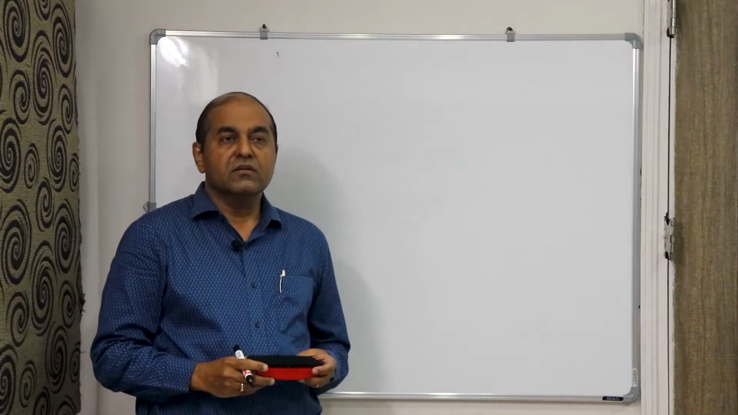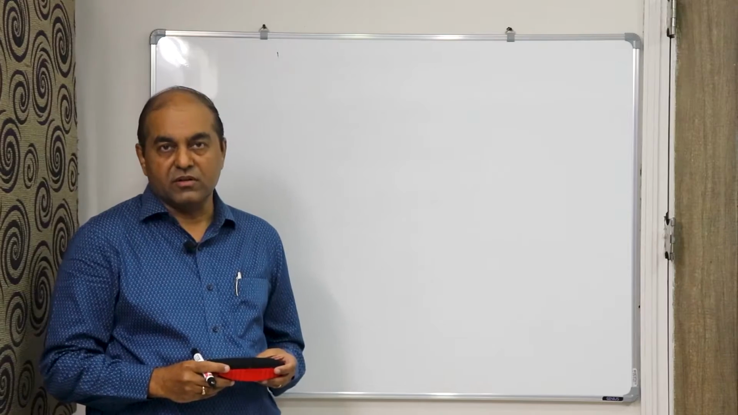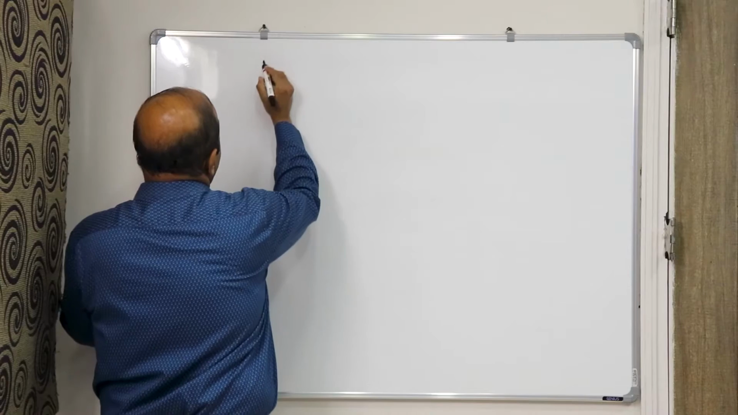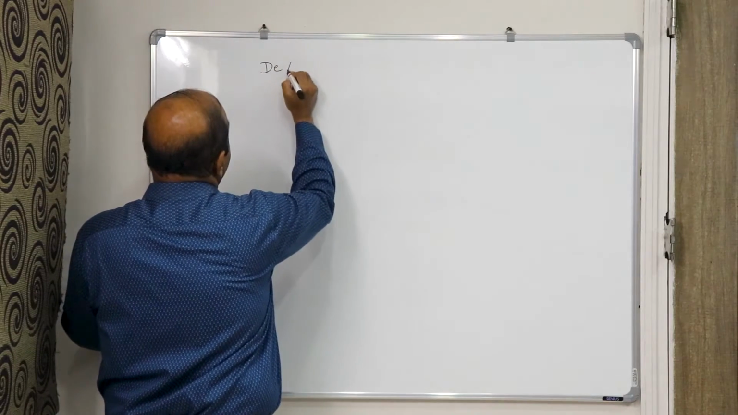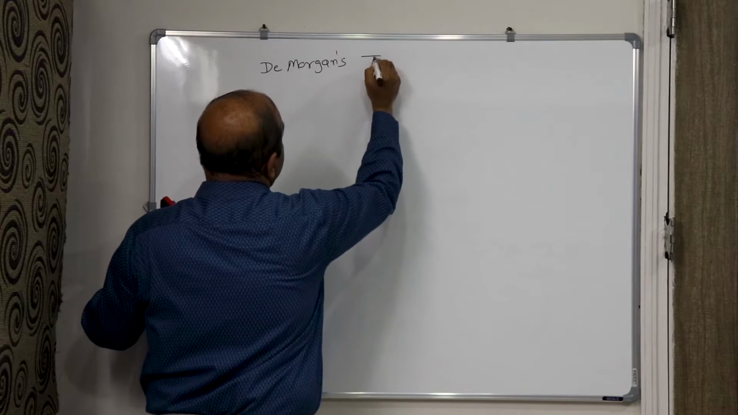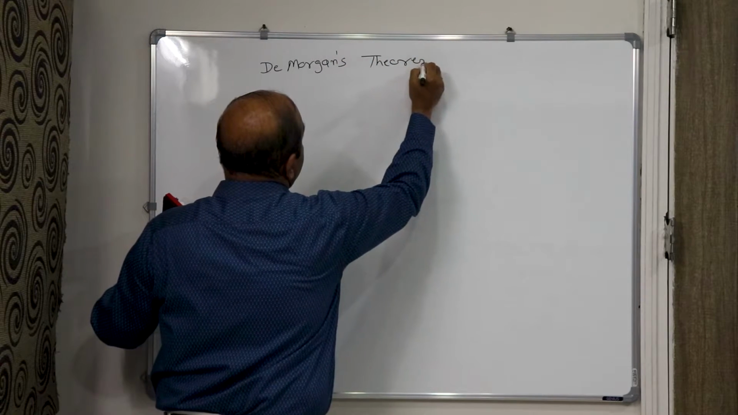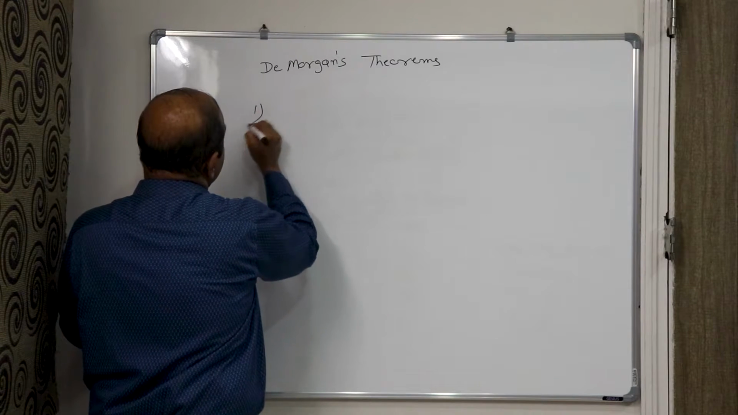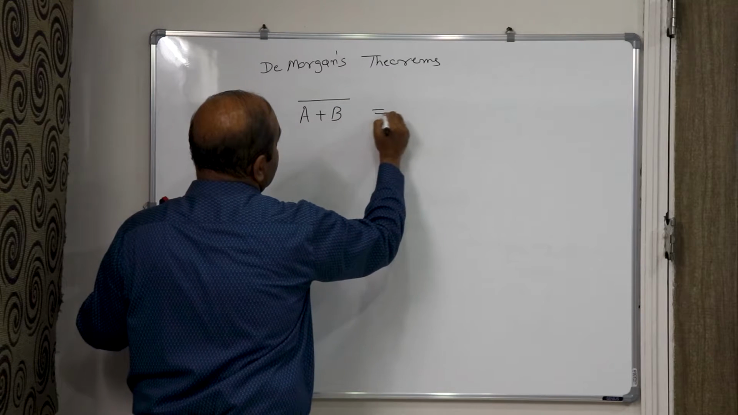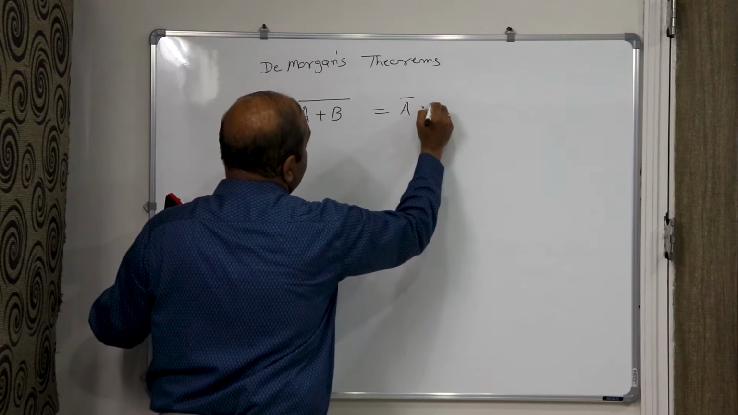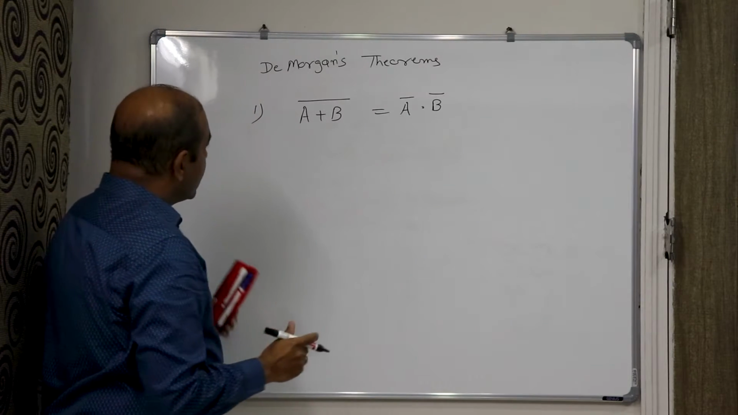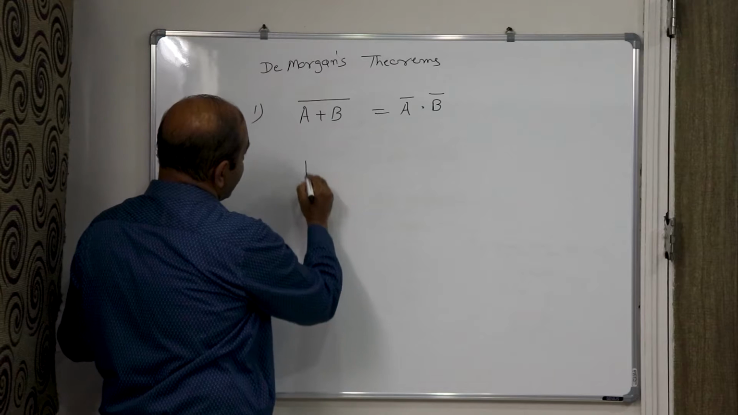In 12th standard, you have also studied about the De Morgan's law. So just I will give you quickly about De Morgan's theorem. According to theorem number 1, (A plus B) whole over bar is equal to A bar dot B bar. Now symbolically it is represented in the following way.